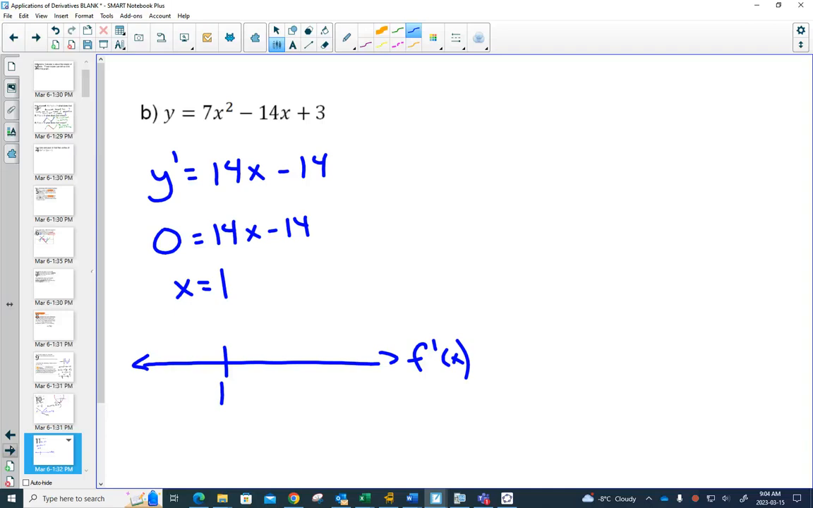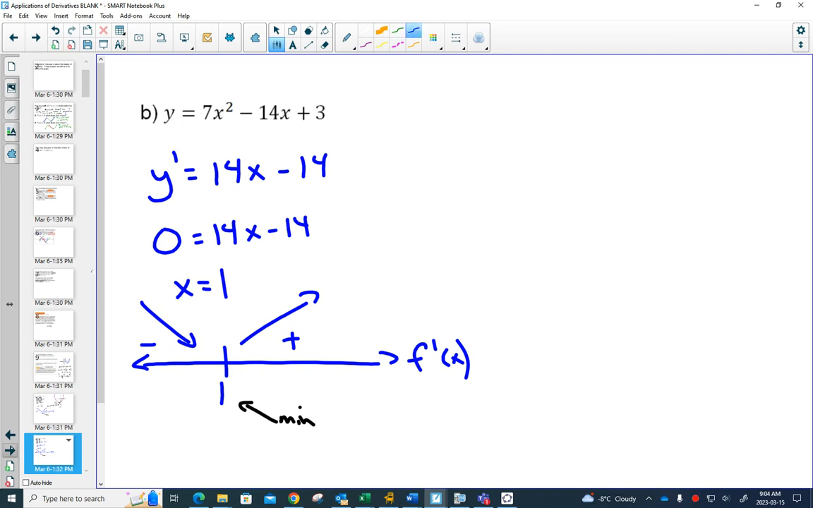If you plug in something less than 1 into your derivative, it will be negative, and your graph is decreasing. Plug something bigger than 1, like 2, it will be positive. It'll be increasing. So we now know that this is a minimum, which at your vertex of this parabola, we would have known that already.